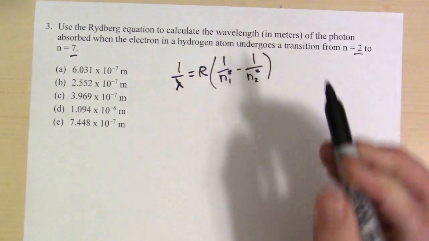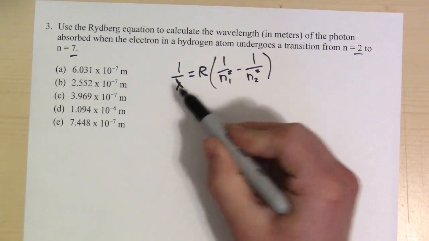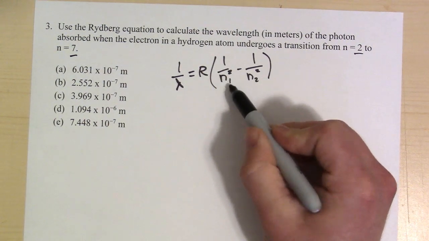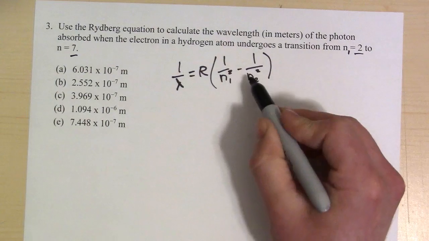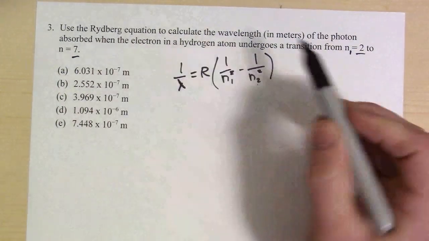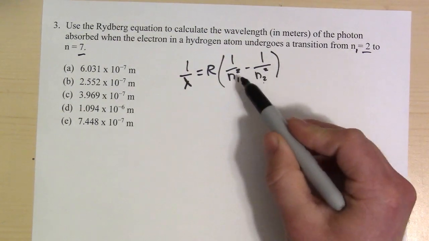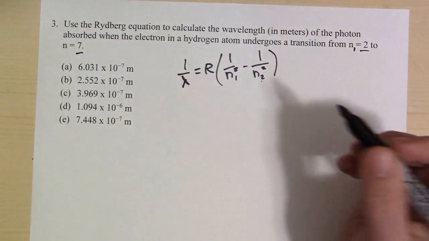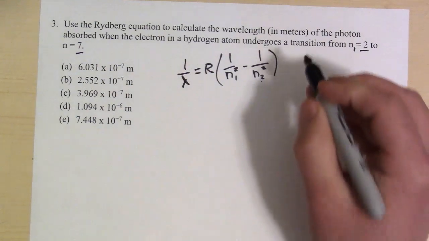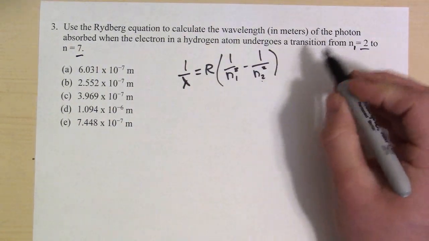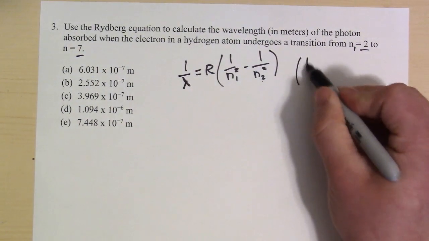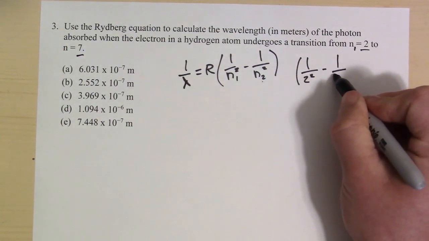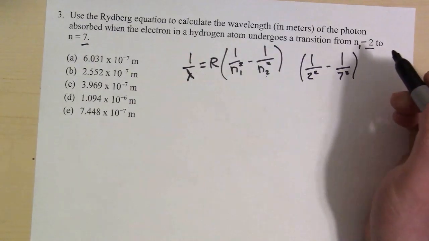So the wavelength that we're looking for is going to be this lambda. R will be the Rydberg constant. n1 is going to be 2, and n2 is going to be 7, because we're going from 2 to 7, and then we're going to take the inverse of each of those squares and then subtract them from one another. So if we fill in first this parentheses part, we'll have 1 over 2 squared minus 1 over 7 squared.